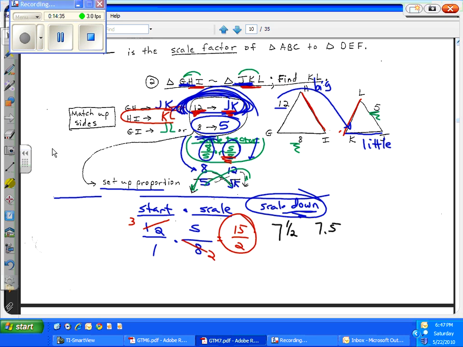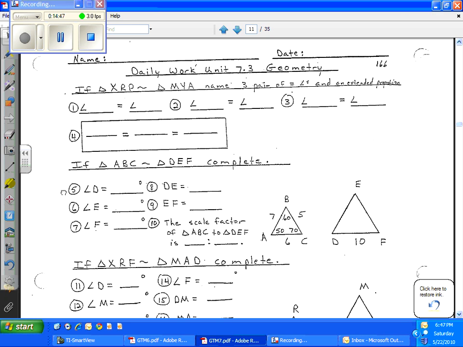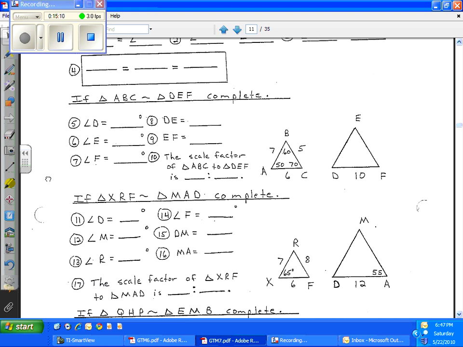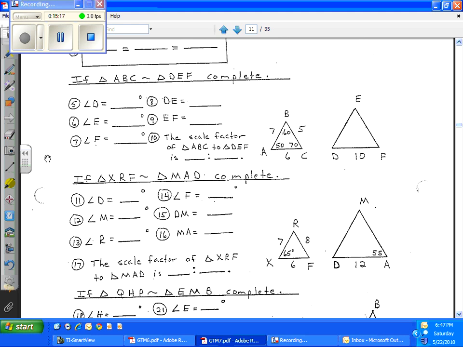Any questions on using proportions in similar triangles or using scale factors in similar triangles? Both are important for you to know. Okay, let's go to the daily work. It gives us a congruency there on numbers 1 through 4. I mean a similarity, and you want to name the angles that are equal, and name the extended proportion. Let's go ahead and just do the second one because it asks for the scale factor, and it specifically says triangle ABC to DEF. So let's take a look at that.